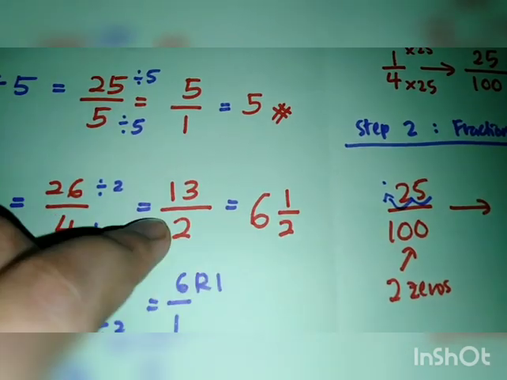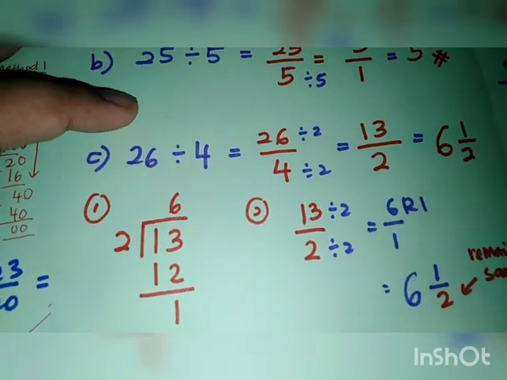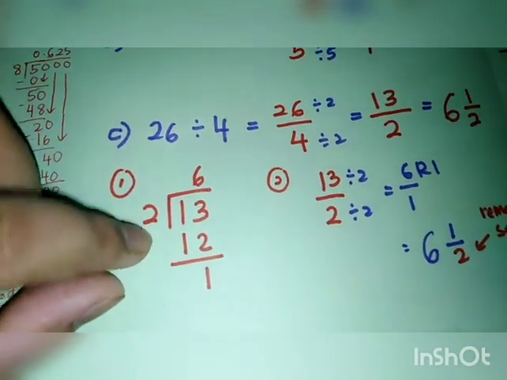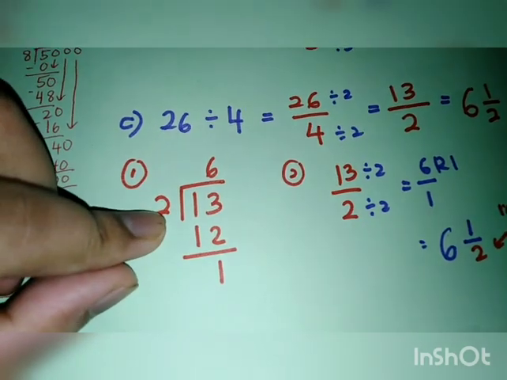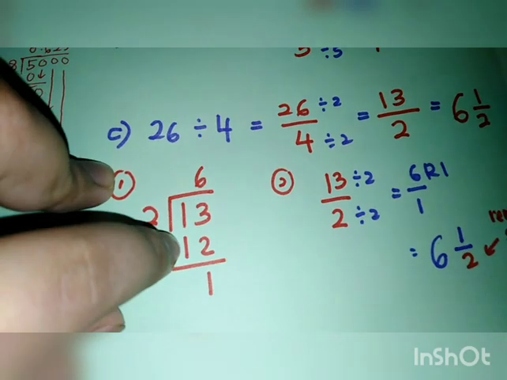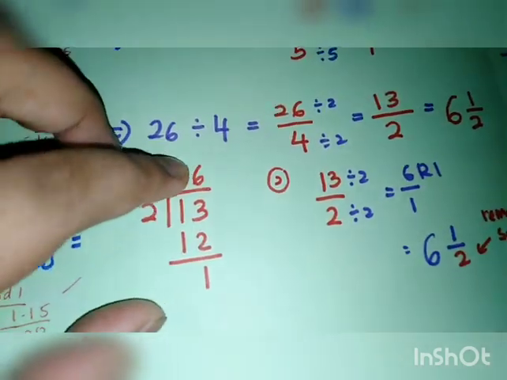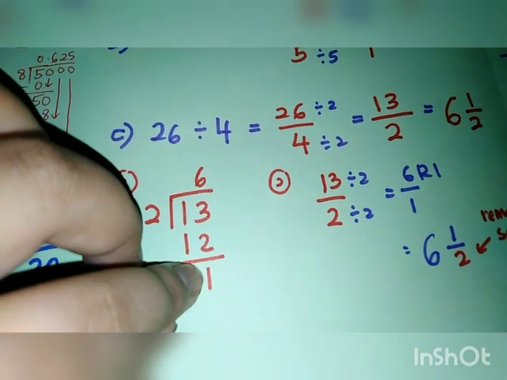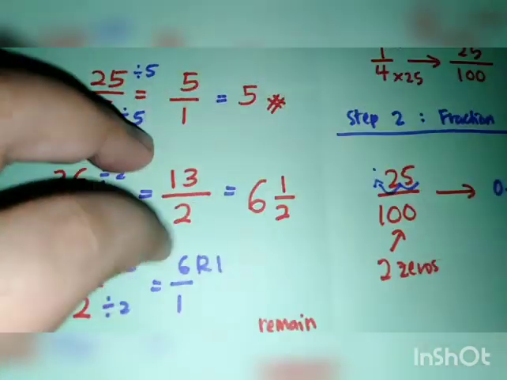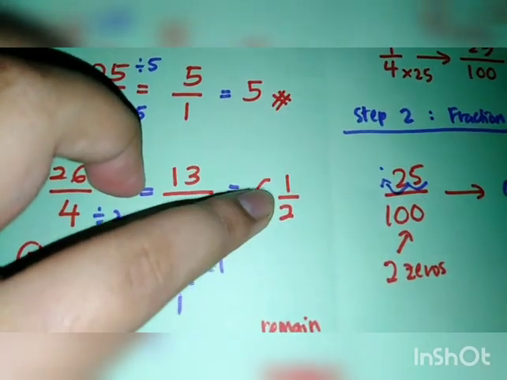So how to change from this to this is by dividing the 13 divided by 2. You can do 2 methods. 13 divided by 2, so the nearest one is 12. So 2 times 6, you will get 12. So 13 minus 12, you will get 1. So 6 is the whole number, 1 is the numerator, and 2 remain as the denominator. So this is how you get 6, 1 over 2.